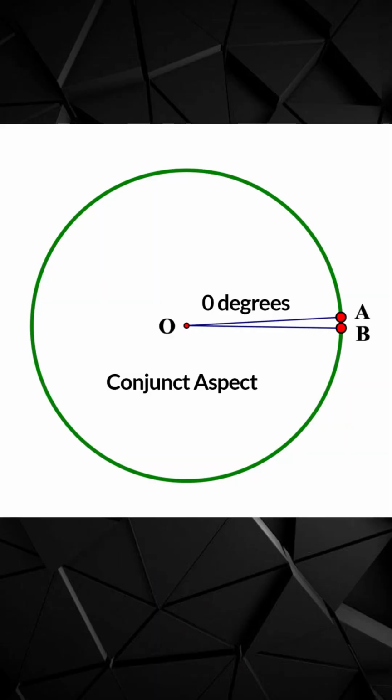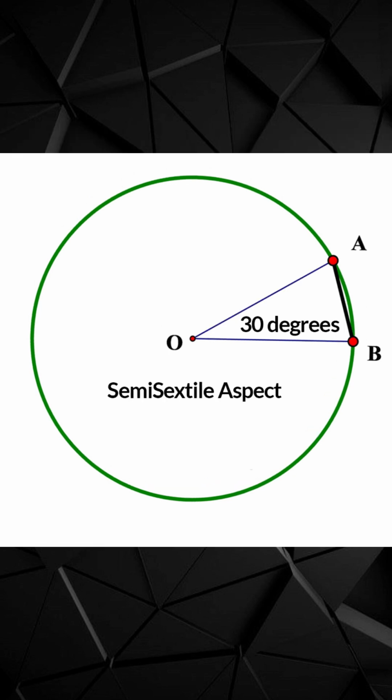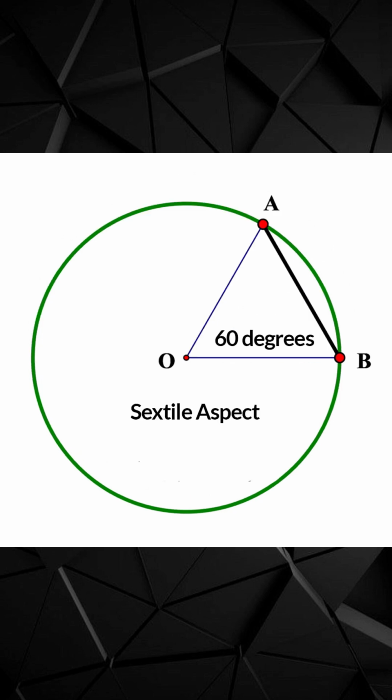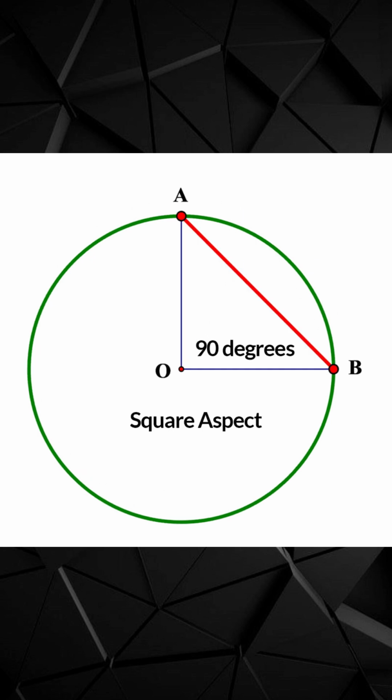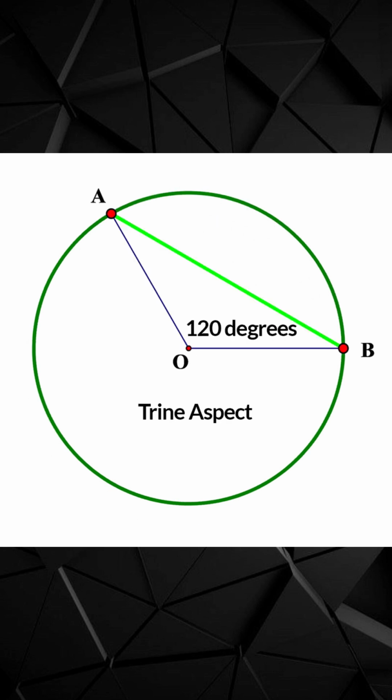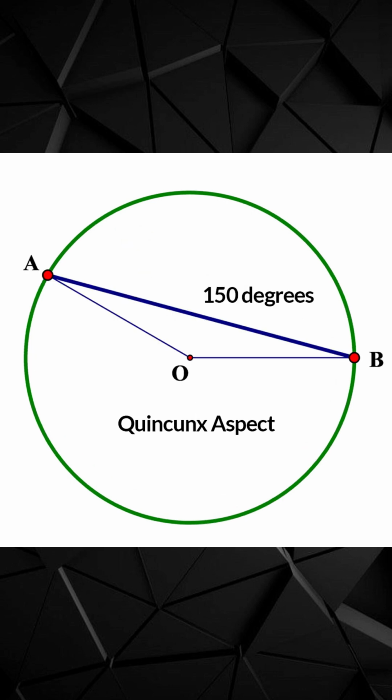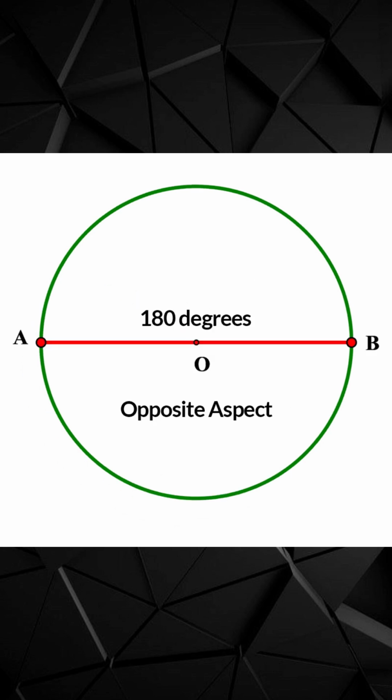The conjunction or conjunct aspect of 0 degrees, color green. The semi-sextile aspect of 30 degrees, color black. The sextile aspect of 60 degrees, color black. The square aspect of 90 degrees, color red. The tri-aspect of 120 degrees, color green. The quincunx aspect of 150 degrees, color blue navy. And the opposition or opposite aspect of 180 degrees, color red.